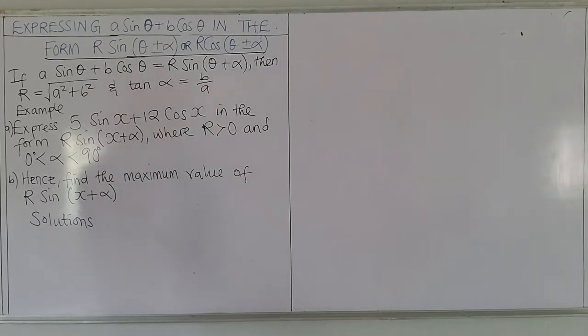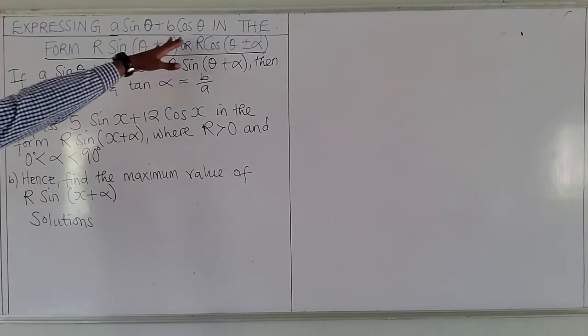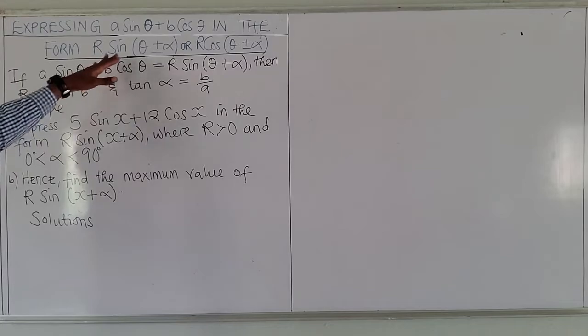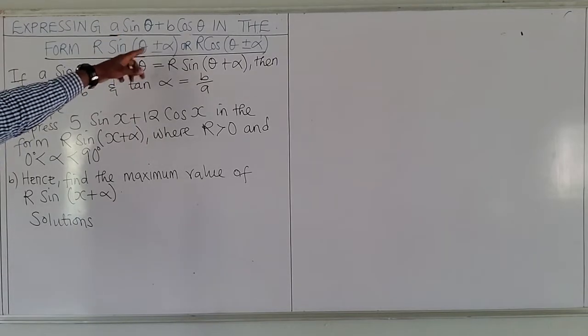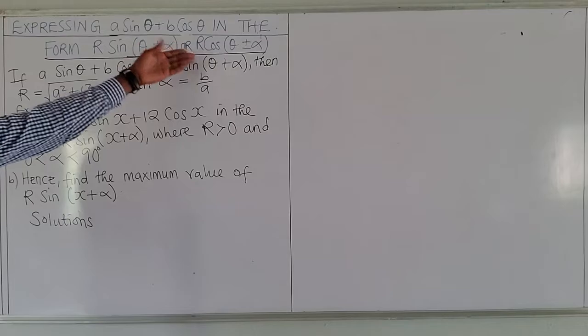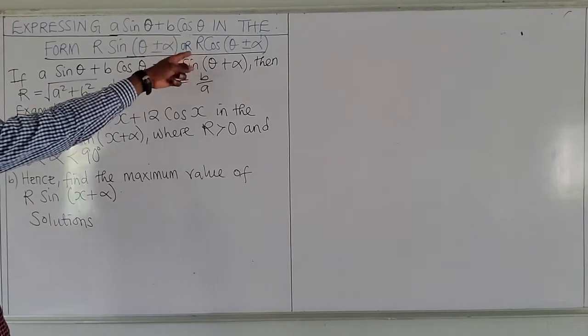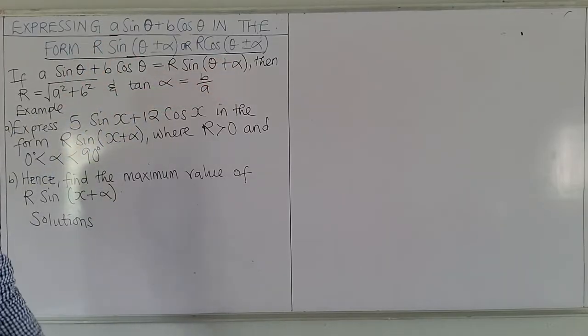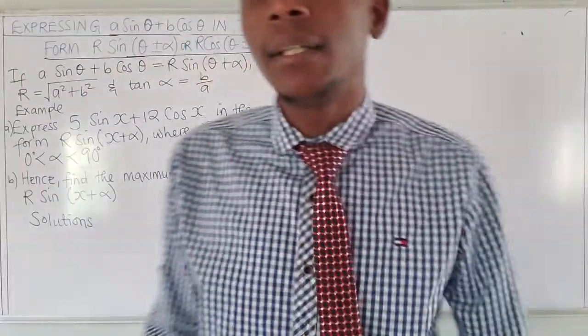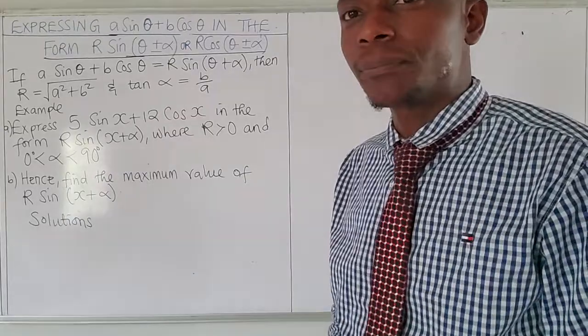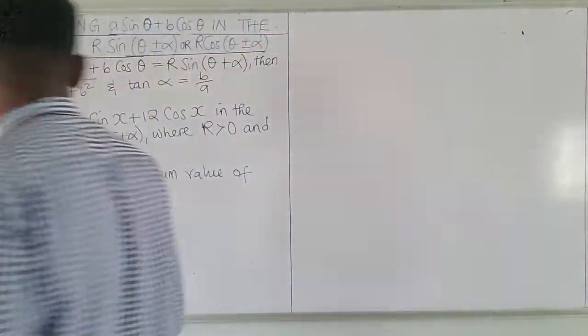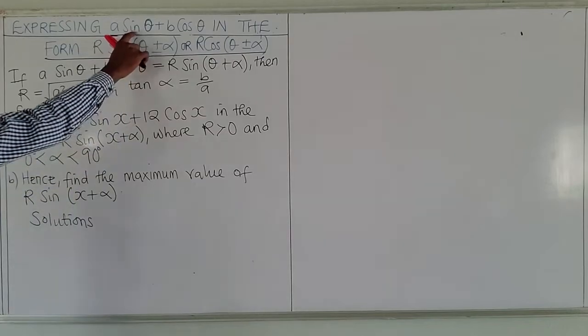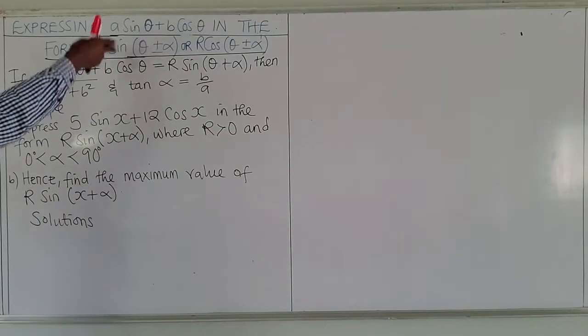Today we are going to discuss part of trigonometry, expressing anything in the form a sine theta plus b cos theta in the form r sine of theta plus or minus alpha, or if it's in terms of cos, then you express it as r cos of theta plus or minus alpha. Whatever we're going to do applies in both cases, where sine is sitting, it's cos, and vice versa.